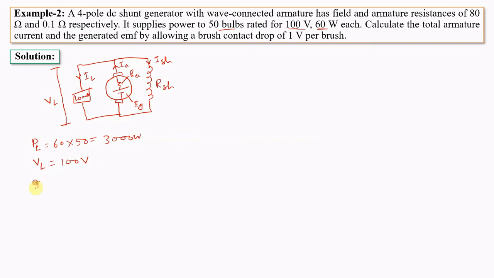Therefore, we can find the load current like the previous question. It will be PL upon VL. So 3000 by 100, it will be 30 ampere. Similarly, the shunt field current ISH will be equal to VL upon RSH, where VL is 100 and RSH here is 80. So it will be 1.25 ampere.